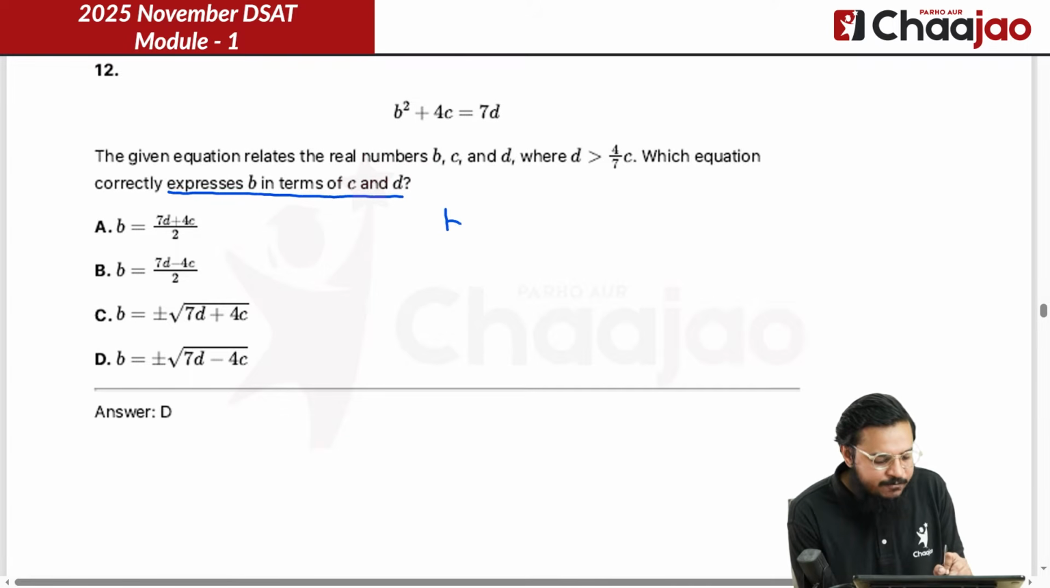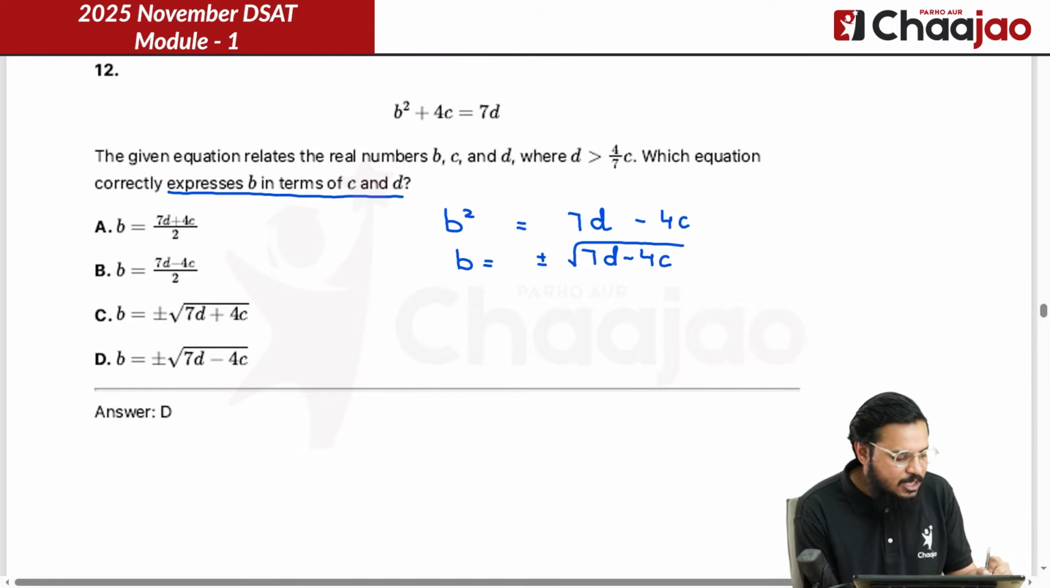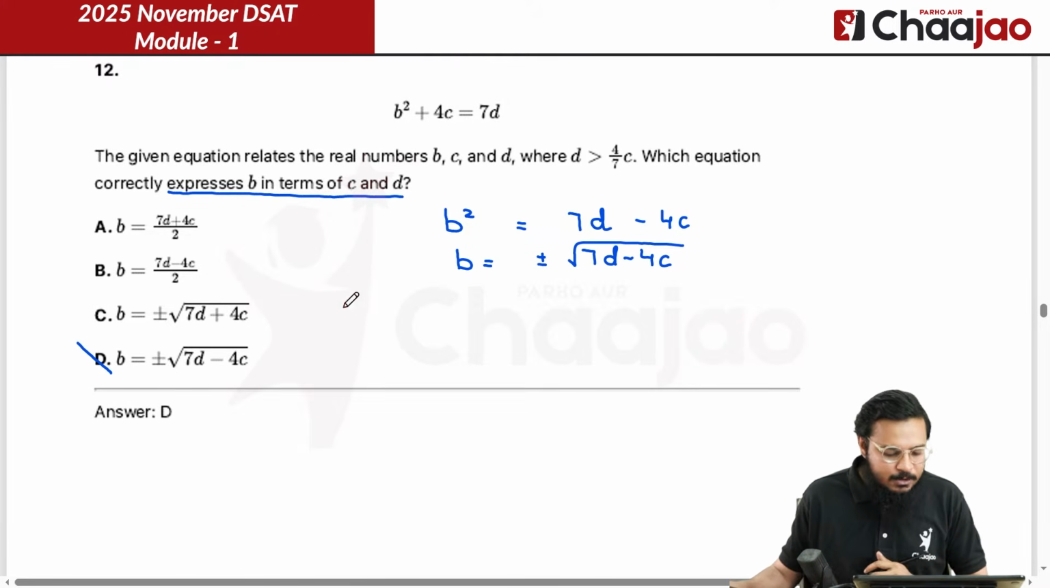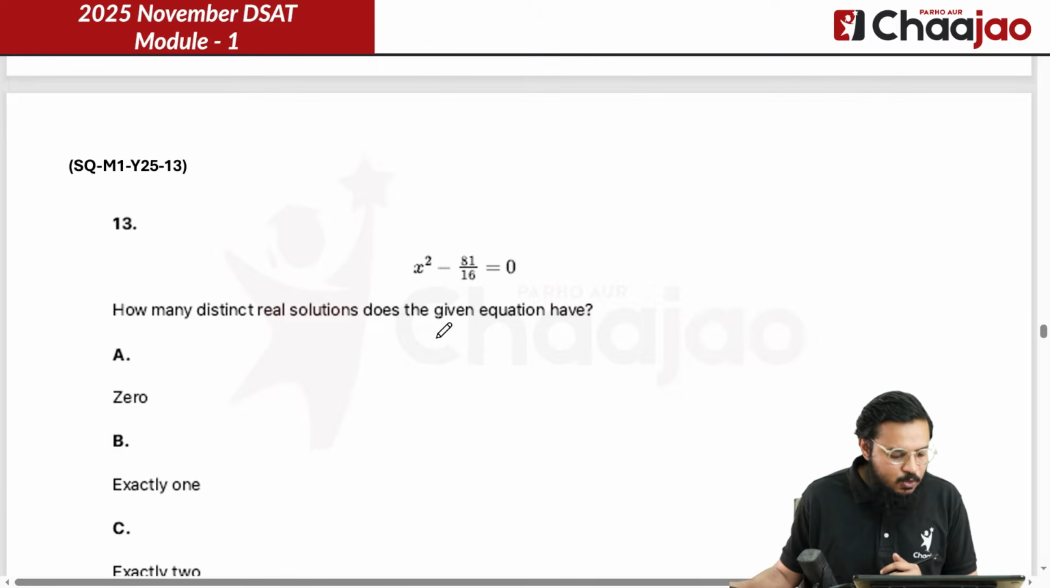So b square, if I subtract 4c from both sides, that would be b square is equal to 7d minus 4c. And if you take square root on both sides, that would come out as b is equal to plus minus under root 7d minus 4c, and that's correctly mentioned in answer option D over here. That was question number 12. Moving on to the next question, question number 13.